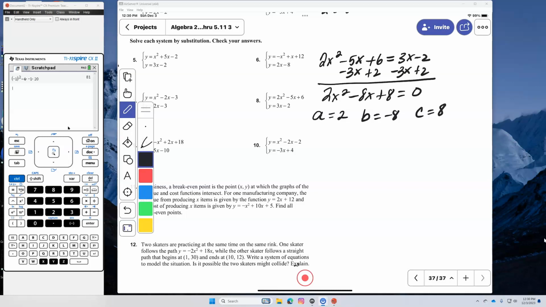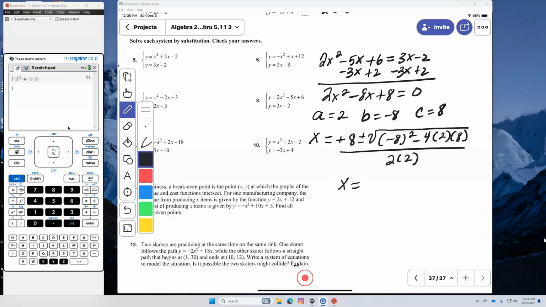What you want to do is use a quadratic formula, so you have x equals negative b, which is positive 8, plus or minus square root. The discriminant, you have negative 8 squared minus 4 times 2 times 8, divided by 2 times 2. So we have 8 plus or minus square root. So go to your calculator to evaluate the discriminant.